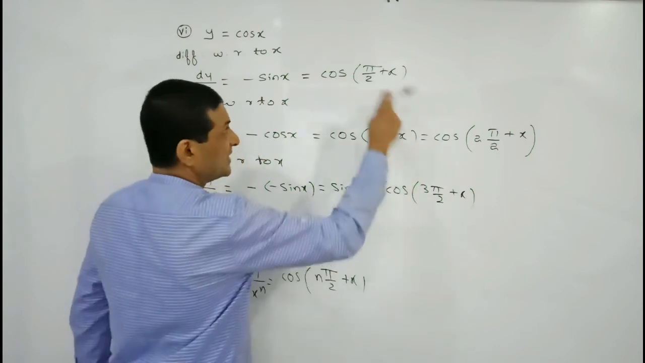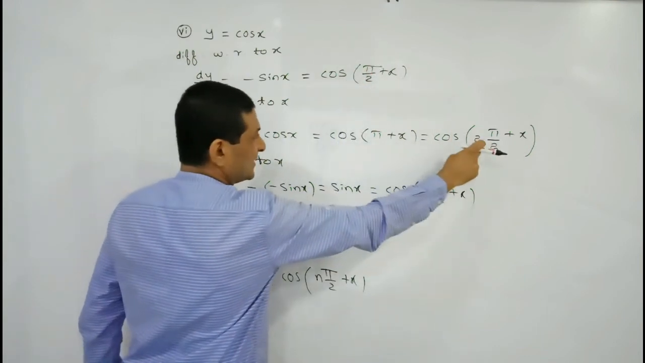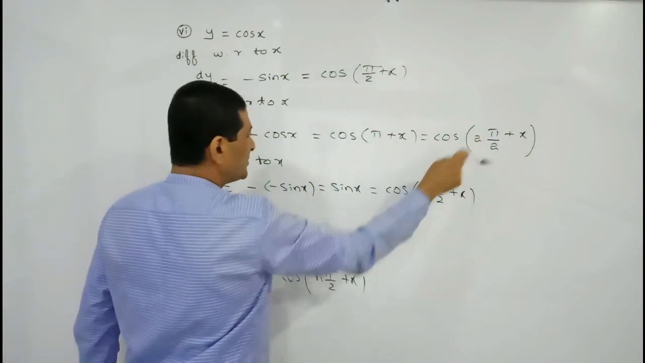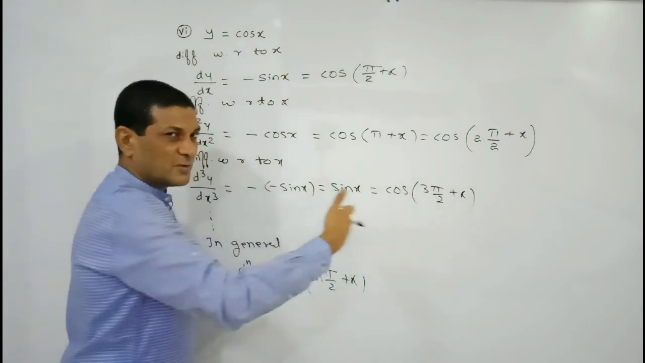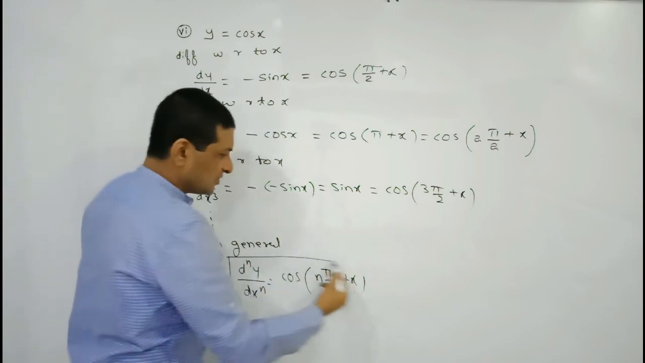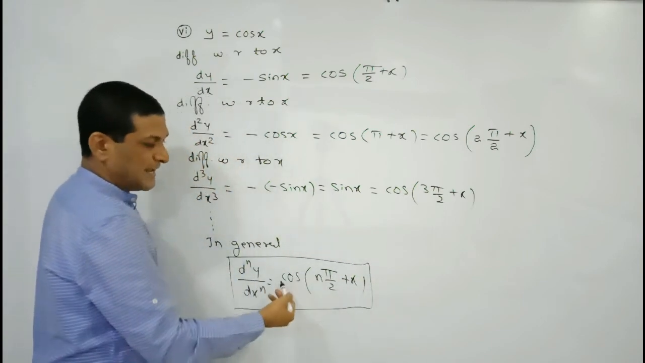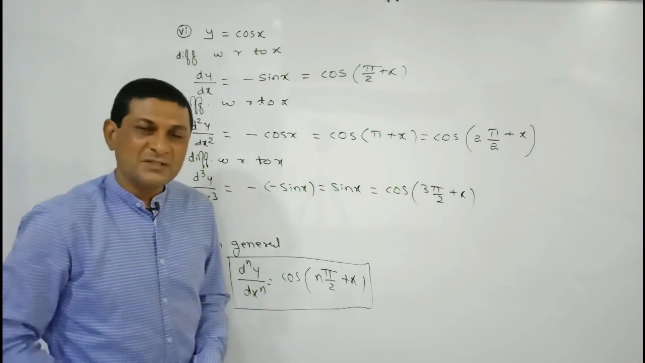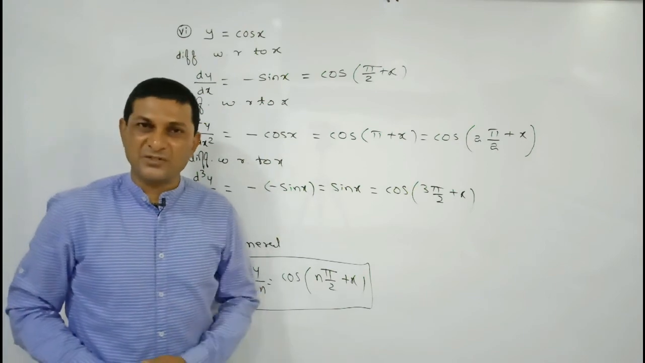Yes, in first order derivative the coefficient of pi by 2 is 1. In second order derivative the coefficient of pi by 2 is 2. Here in third order derivative the coefficient of pi by 2 is 3. Means definitely in nth order the coefficient of pi by 2 will be equal to n. So in this way we have got the nth order derivative of the given function.